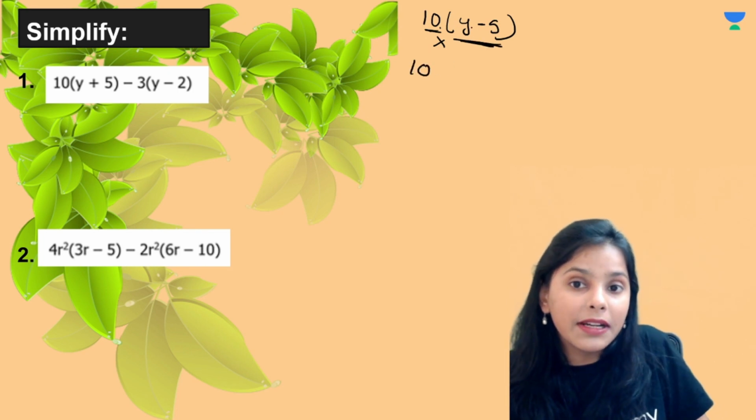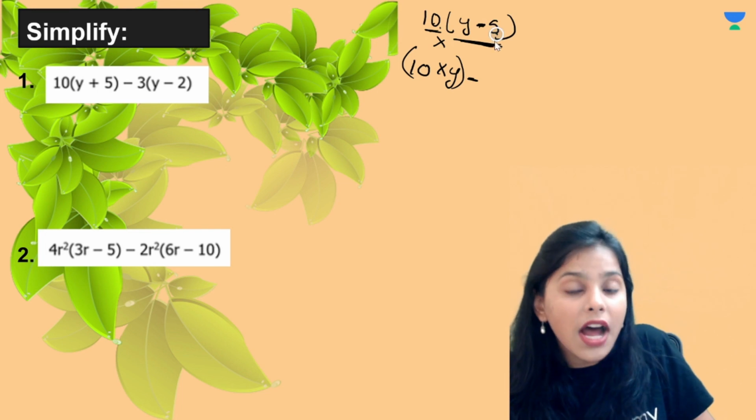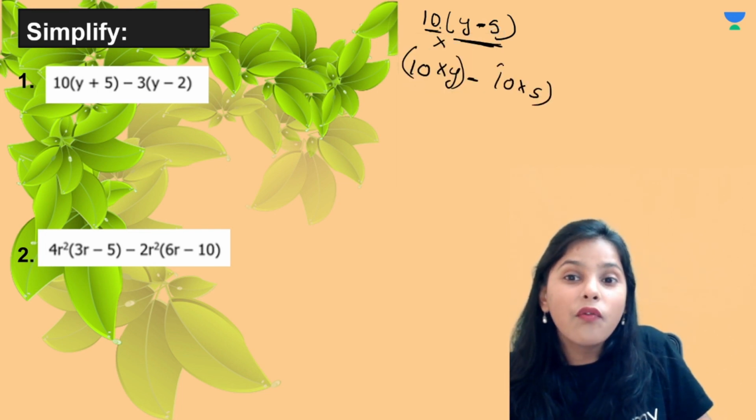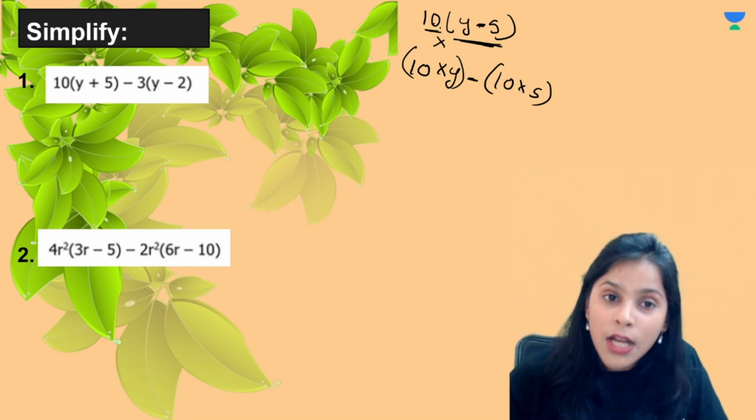So 10 will be multiplied by y also, and then put the sign in between. Yeah, this sign, and then 10 will be multiplied with 5 also. I hope it is clear to you. 10 multiplied by 5 also. So this is how you are going to solve the question.